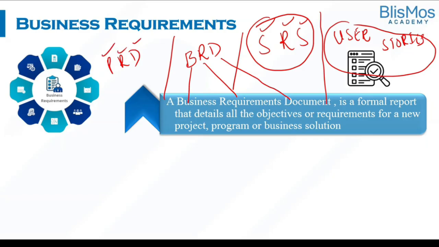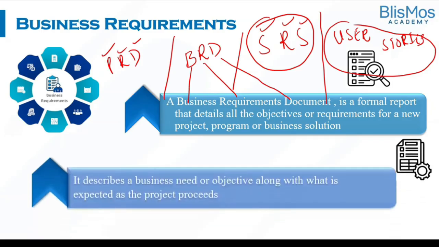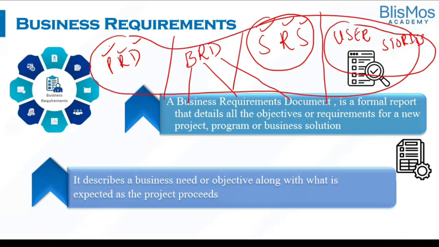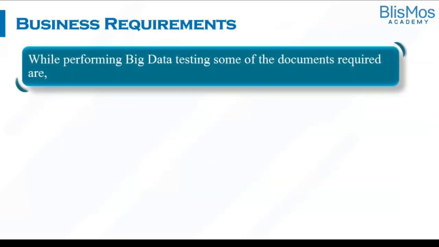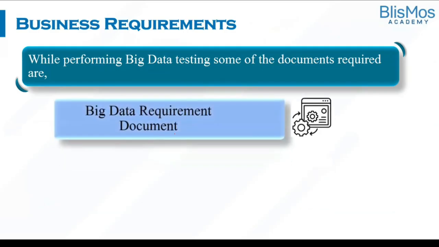In case of big data, how does the requirement look like? All these requirement documents would describe what is the need of this project, what is the objective of this project. So while performing big data testing, we have to go through certain business requirement documents. What are they? First and foremost thing is the big data requirement document, that will be in the form of business requirement document or PRD or user stories.